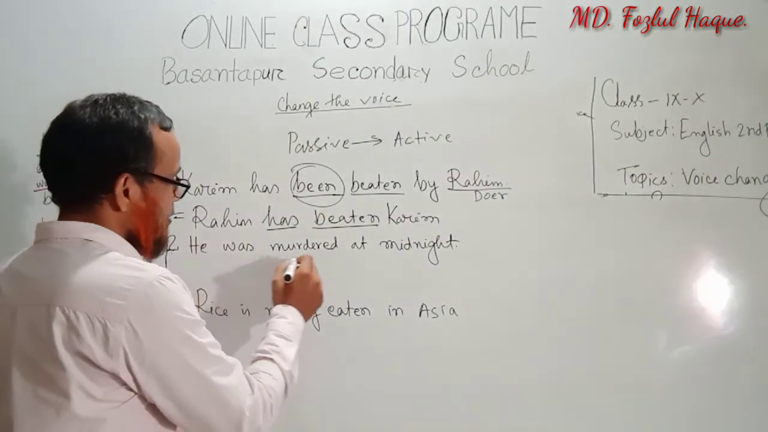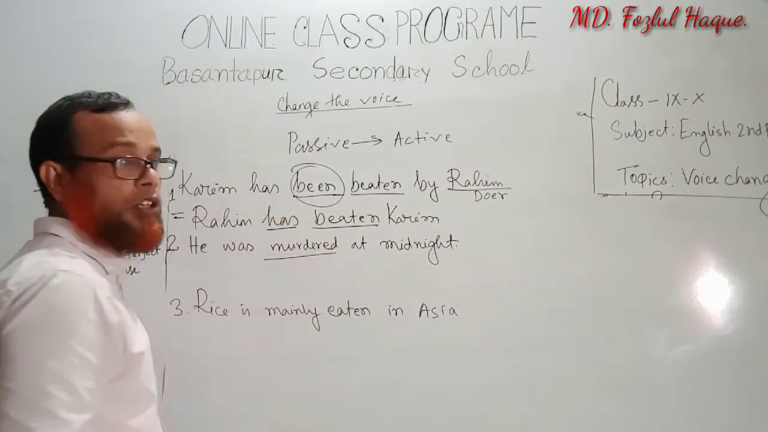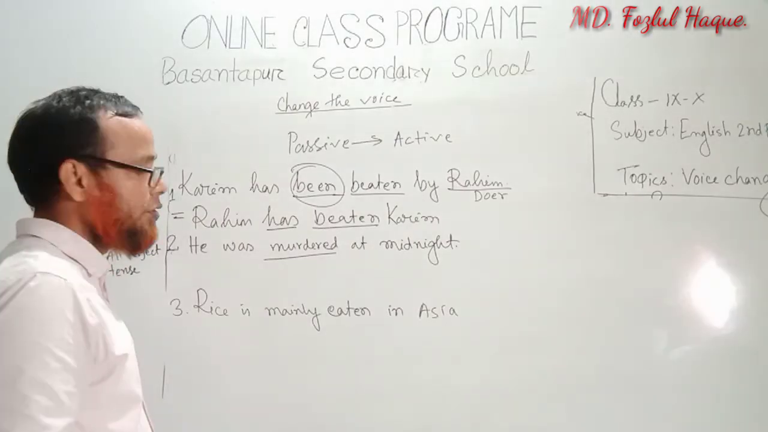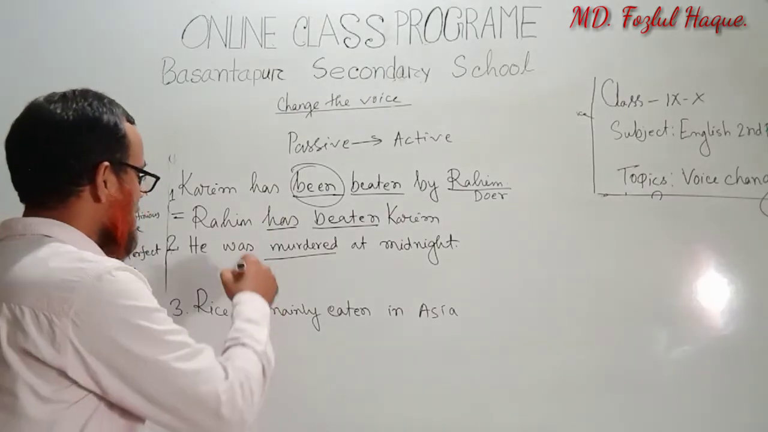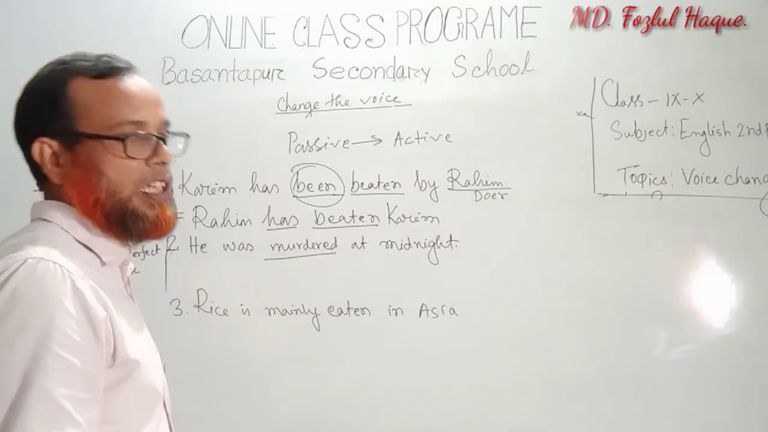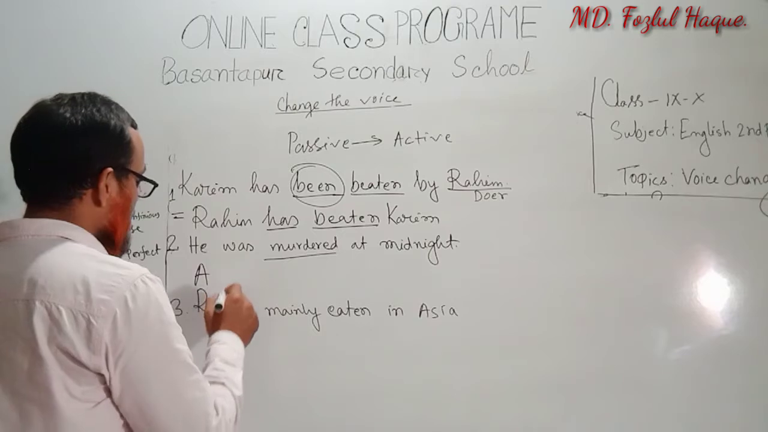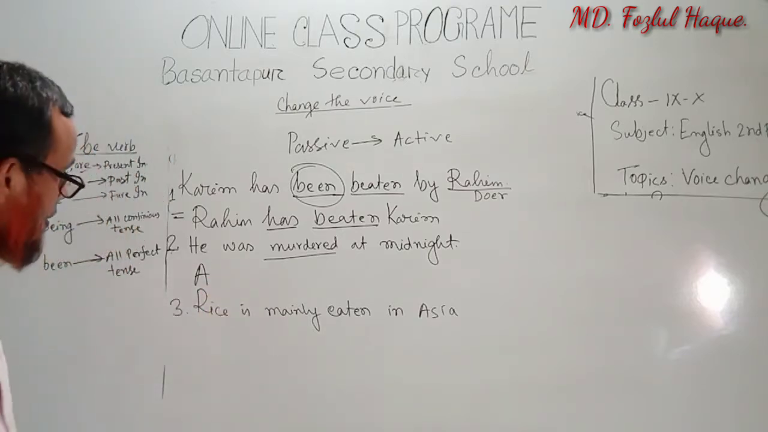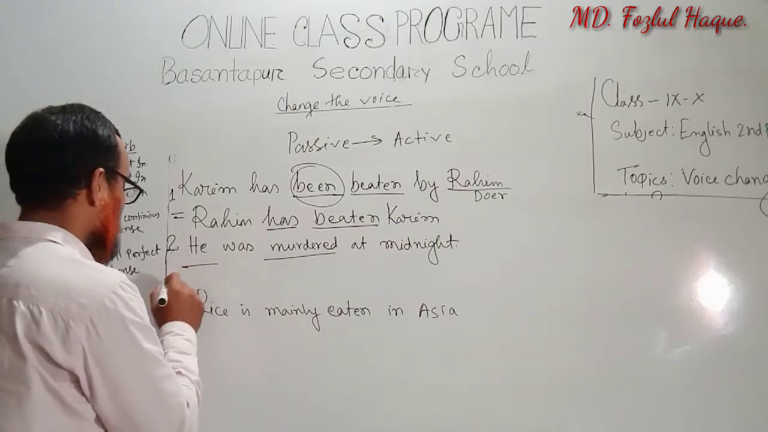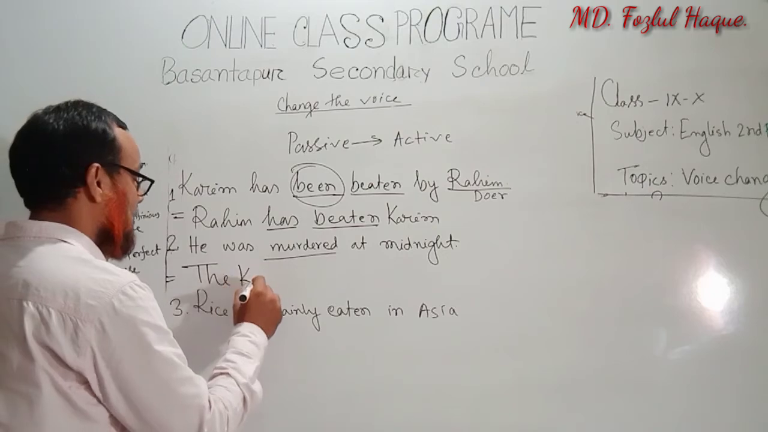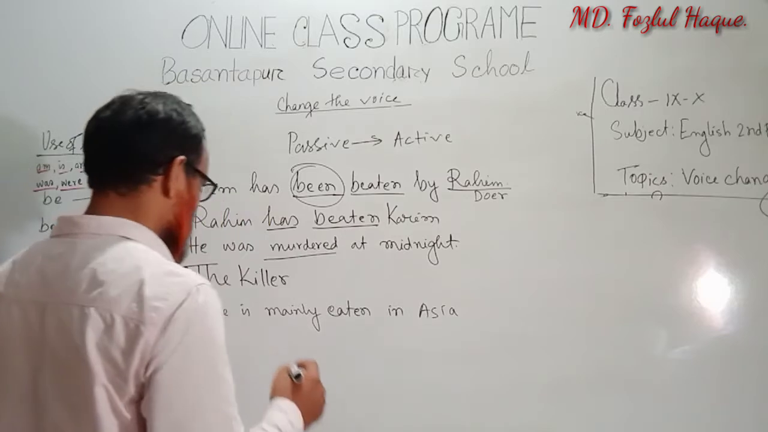Next, he was murdered at midnight. Who murdered? Here who is not found, so we have to guess who would be the doer. Any person is killed or murdered by a killer. So a killer, or the killer, specifically the killer. We get the subject killer.